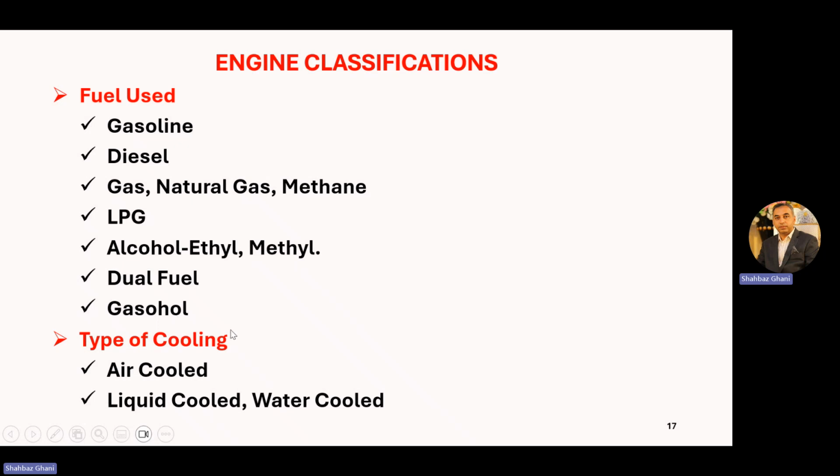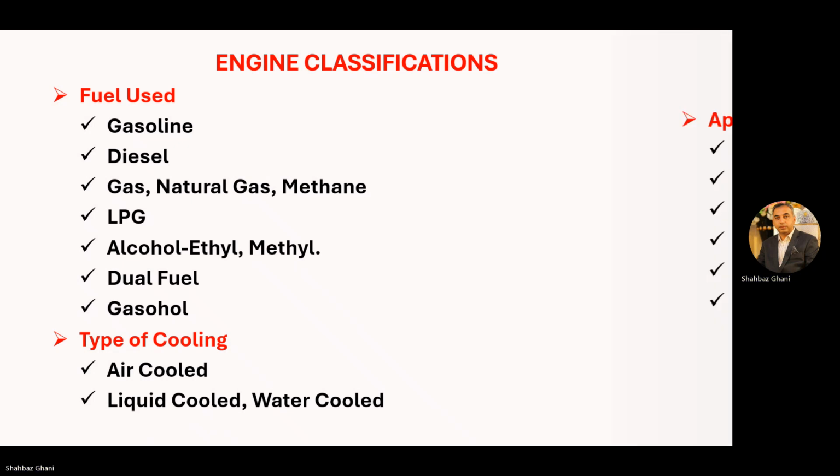Then with respect to the cooling, you can also classify the engine. First is the air-cooled engine. In an air-cooled engine, basically you have fins on the body of the cylinder block or head, which cool down the engine with the help of air. Then most commonly used is the liquid-cooled or water-cooled engine.